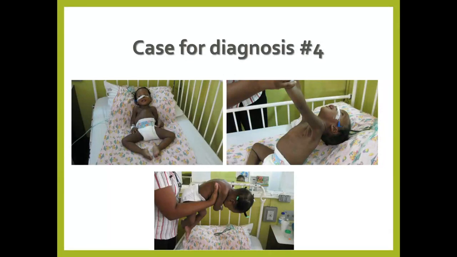Who's going to take the bite here? Who's going to do this one? Hi, Doc. I'll try this one. Go, Sabrina. Okay.